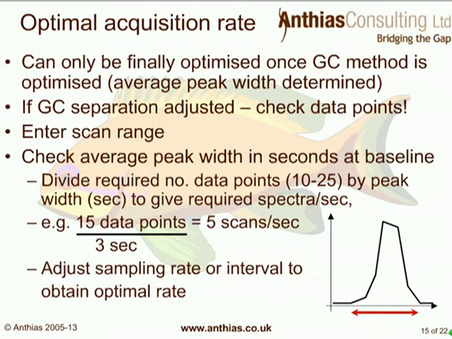We then check the average peak width in seconds at the baseline, down here, of our peak coming out of our GC, and we divide the required number of data points, depending on if we want qualitative or quantitative analysis, by the peak width to give the required spectra per second. So, for example, if we wanted 15 data points across our peak, we divide 15 by our average peak width, which in this example is 3 seconds, and this means we need to optimize it to get around 5 scans per second to get about 15 data points across our peak, which is good for both qualitative and quantitative analysis. We would then adjust our sampling rate or the interval to obtain that optimal rate.